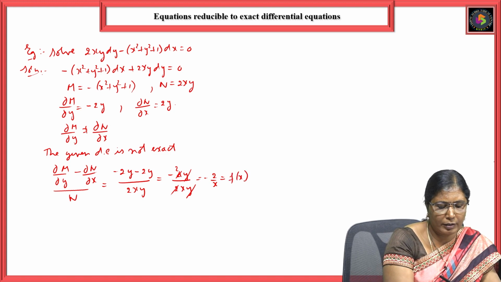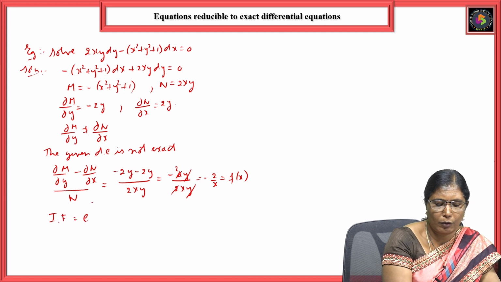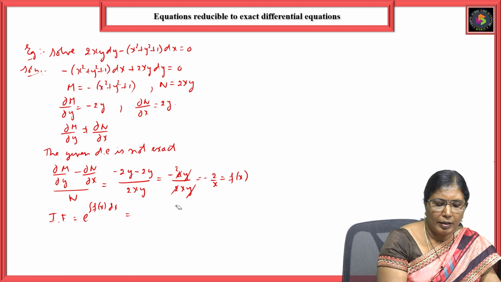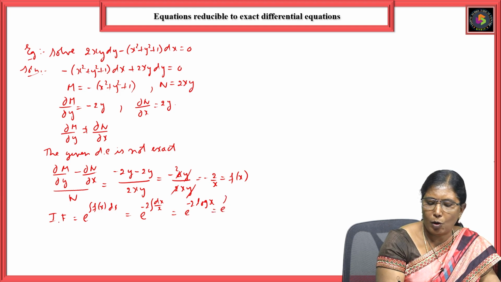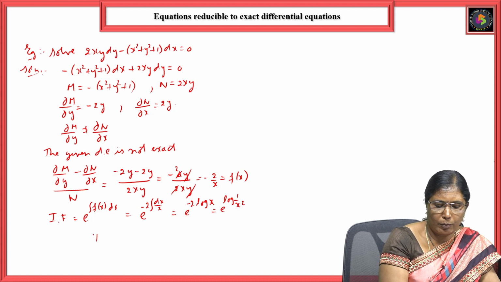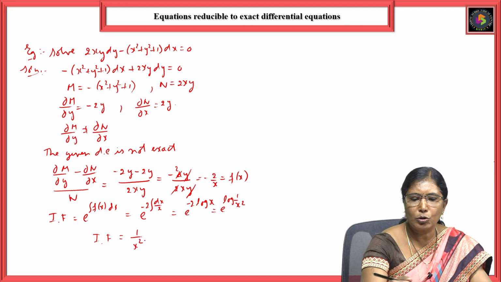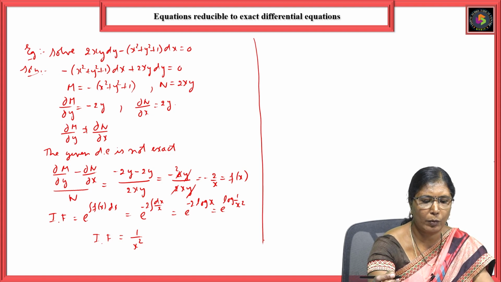So what is the integrating factor? The integrating factor is equal to e to the power of integration f of x dx. So you get e to the power of minus 2 integration dx by x, which is e to the power minus 2 log x. So you get e to the power of log 1 by x square. So the integrating factor is 1 by x square. Now you should multiply the given differential equation by 1 by x square.